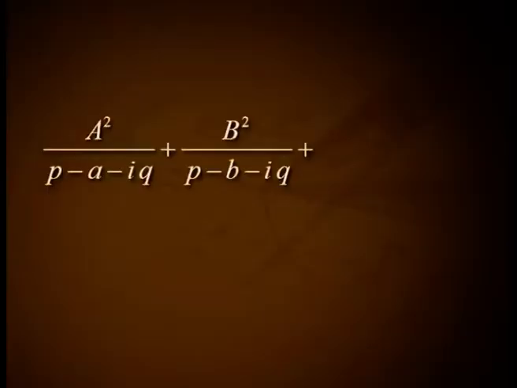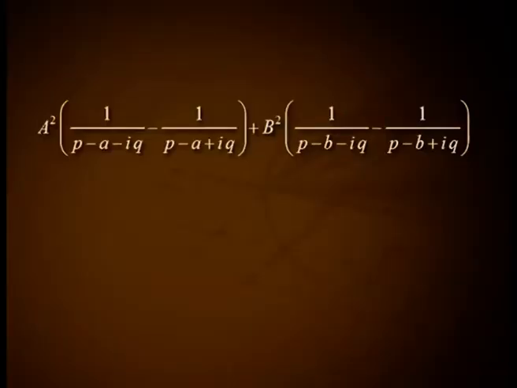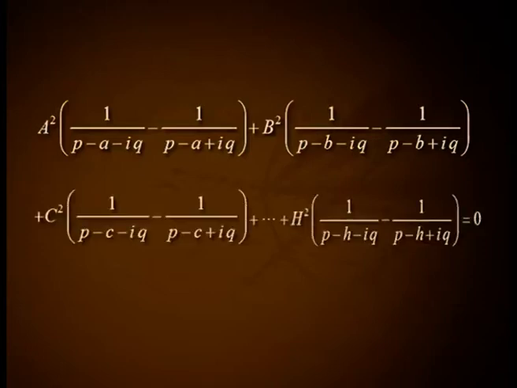And substituting x = p - iq in equation 3, we obtain a²/(p - a - iq) + b²/(p - b - iq) + c²/(p - c - iq) + etc. + h²/(p - h - iq) = k, equation 5. Equation 5 minus equation 4 gives a²(1/(p - a - iq) - 1/(p - a + iq)) + b²(1/(p - b - iq) - 1/(p - b + iq)) + c²(1/(p - c - iq) - 1/(p - c + iq)) + etc.